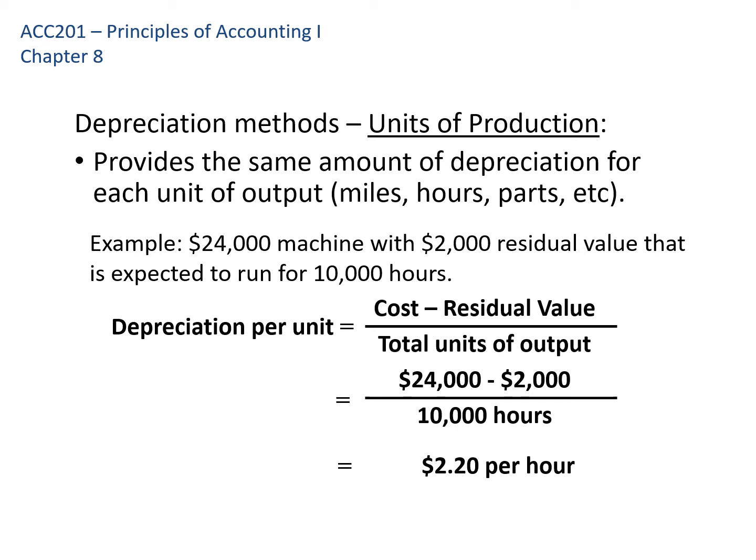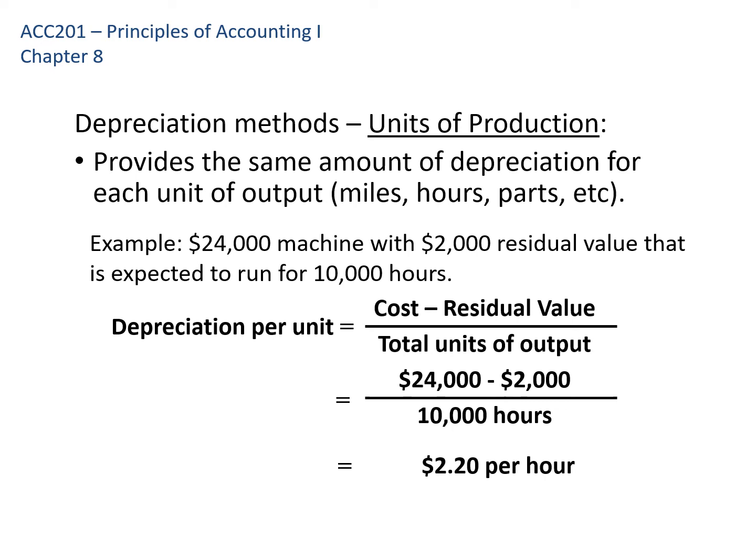So in this case, I'm going to come up with a depreciation per unit. So I take cost minus residual value, that's the same. In this case, I divide by total units of output. So I think this machine is going to run 10,000 hours. So that gives me $2.20 per hour run. So now I can go look at how many hours the machine has run, and I can record depreciation based on that. Or as an example with a truck, I might use miles, and I could look at the odometer and see how many miles a truck has driven and record the appropriate amount of depreciation.